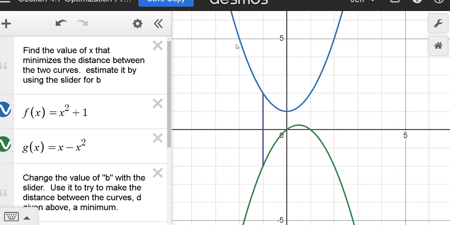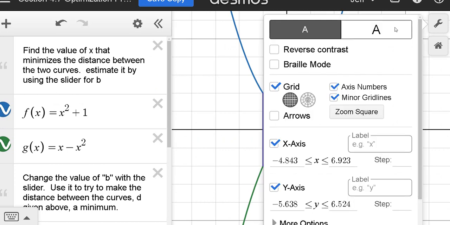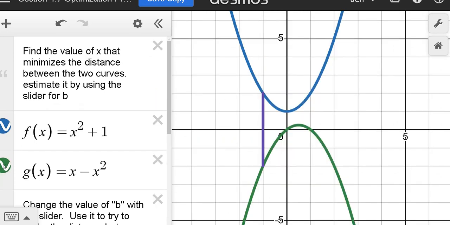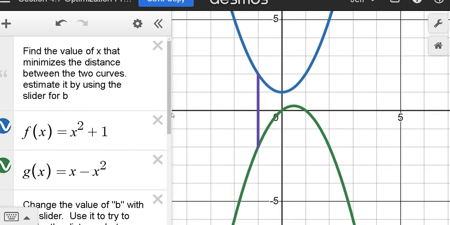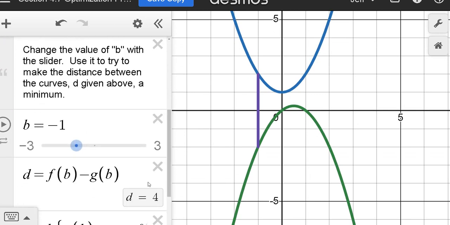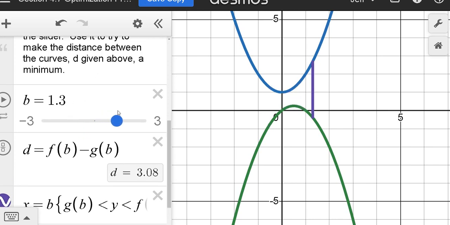Here's your function, x squared plus 1. It's going to be a parabola that faces up. And then g of x is x minus x squared, a parabola that faces down. And somewhere there's going to be a value of x that minimizes the distance between these two things. So, okay, not so bad. We just have to figure out where it is. But this is your picture. So let's start with that. Let's jot something down for ourselves.